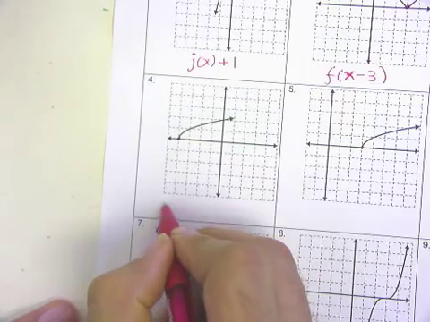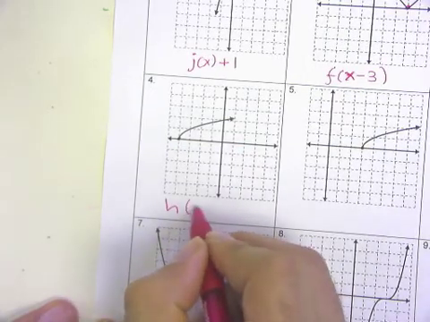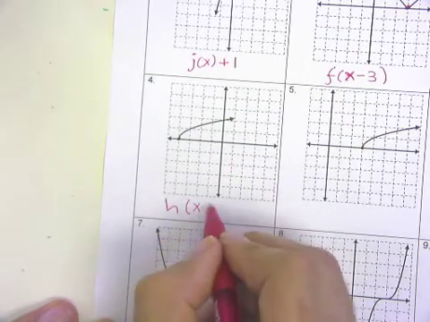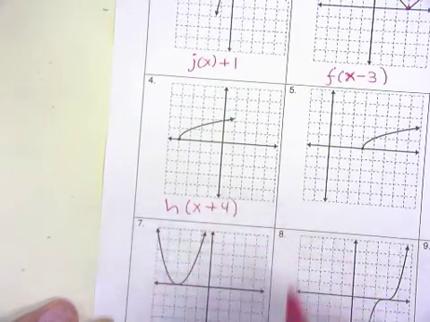So my square root function is h. Shifting to the left, I actually have to do the opposite, right? So I'm going to have to add 4. Don't get tripped up by that.